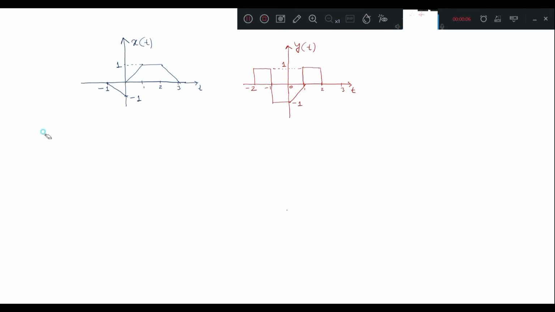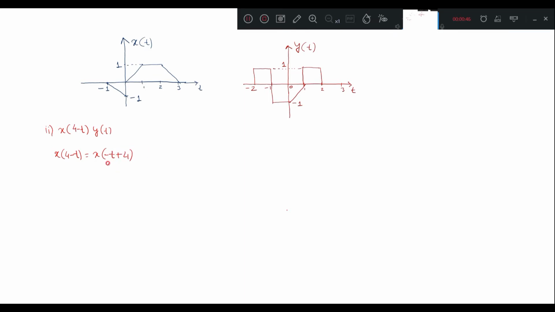Second operation, that is x of 4 minus t, y of t. So first we'll try to sketch for x of 4 minus t. Here x of 4 minus t can be represented as x of 4 minus t is equal to x of minus t plus 4.